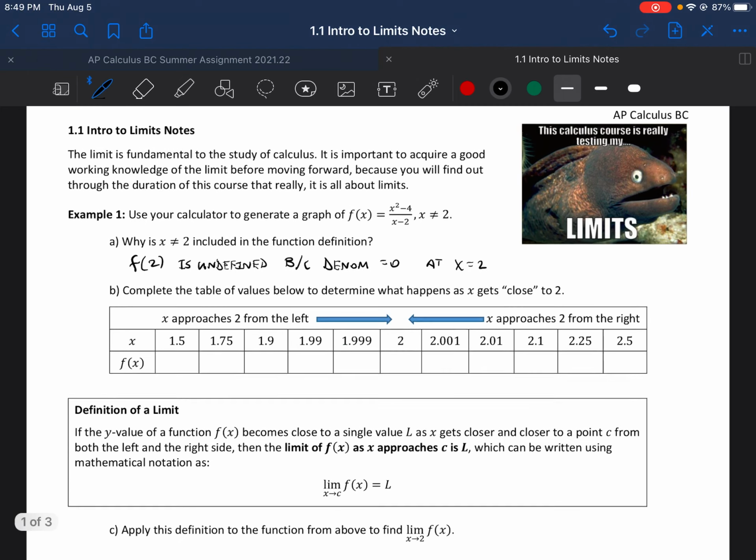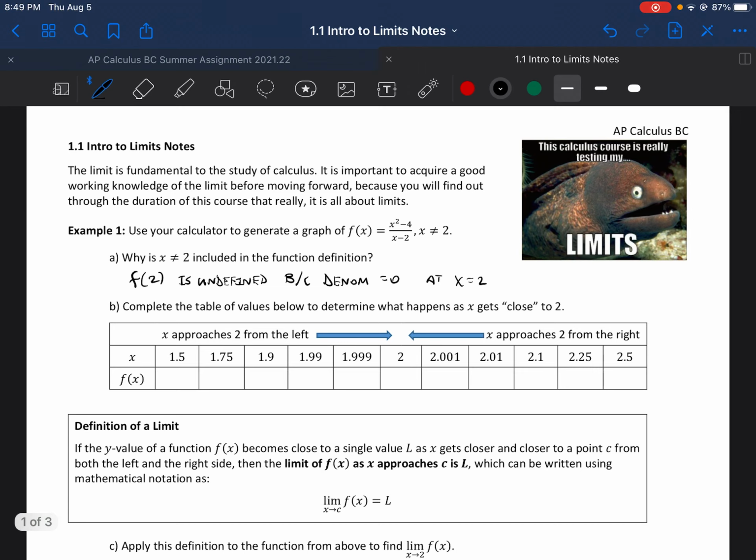Since we know that this function is undefined at 2, we want to understand what's happening as this function gets really, really close to 2. We already know that at 2, the function is undefined. But what happens as we get really close to 2 as we approach 2 from the left, and what happens as we get really close to 2 as we approach 2 from the right? We're talking about the x's, of course. What happens as x approaches 2 from the left, and what happens as x approaches 2 from the right? But first, let's take a look at the graph of this.